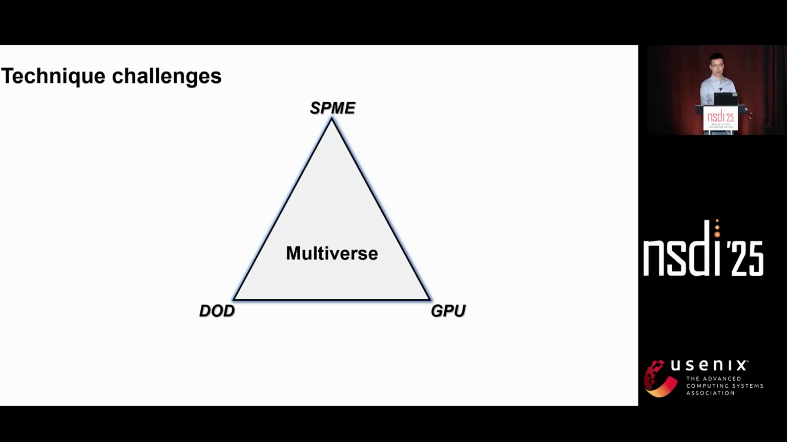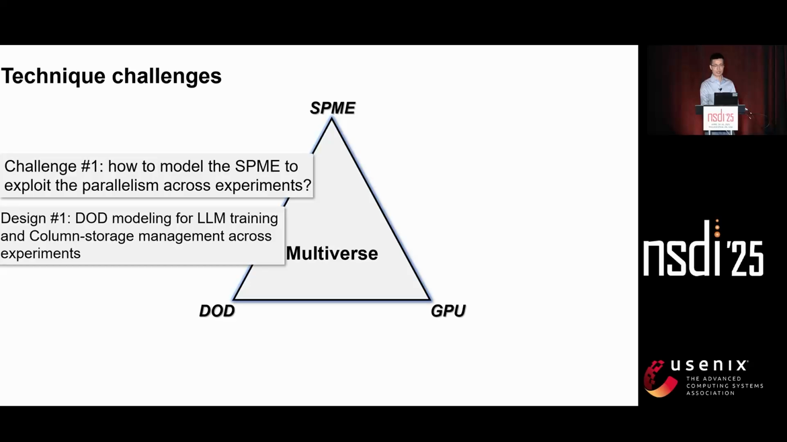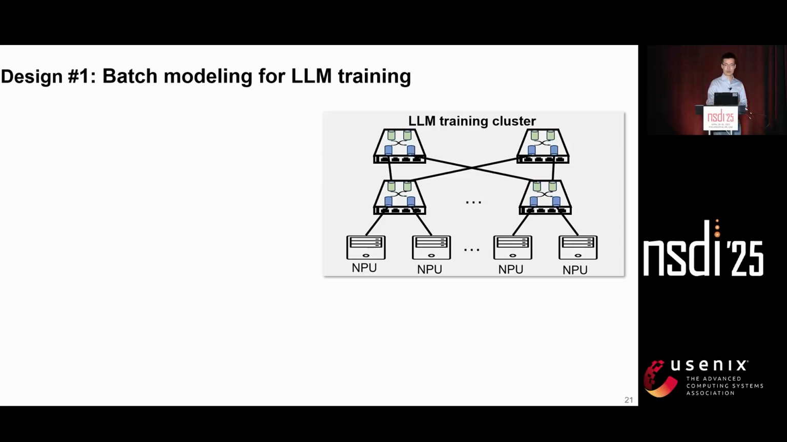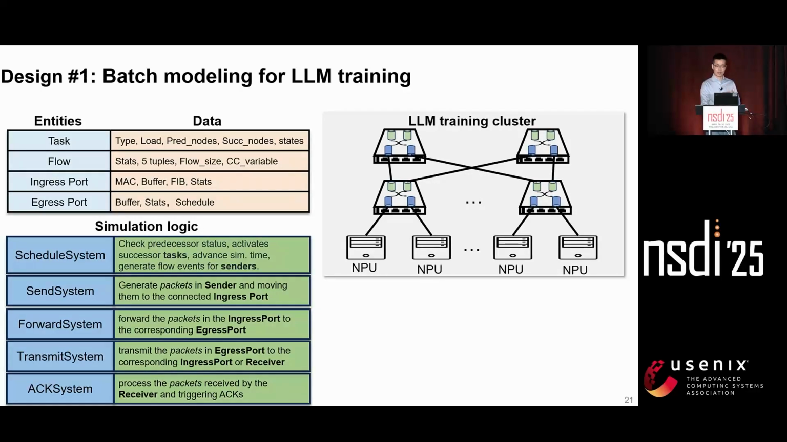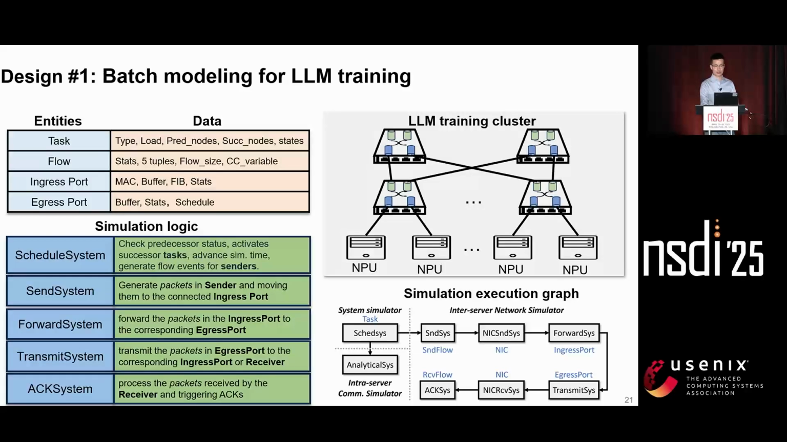However, we face 3 challenges. First, how to model the SPME to employ the parallelism across experiments. To address that, we employ DoD modeling for LLM training and column storage management across experiments. In the modeling for LLM training, there exist different kinds of entities which are responsible for different kinds of data parallel computation at its simulation logicals. Finally, the system's execution graph defines the execution order and the dependency of systems.